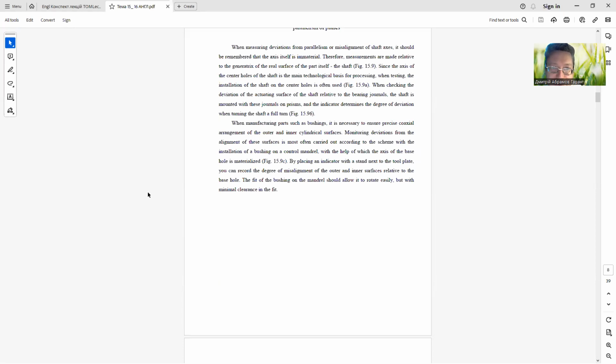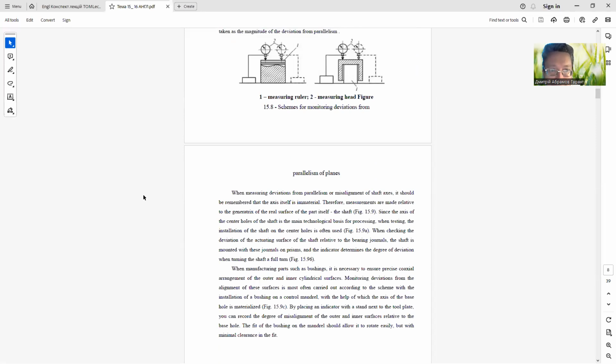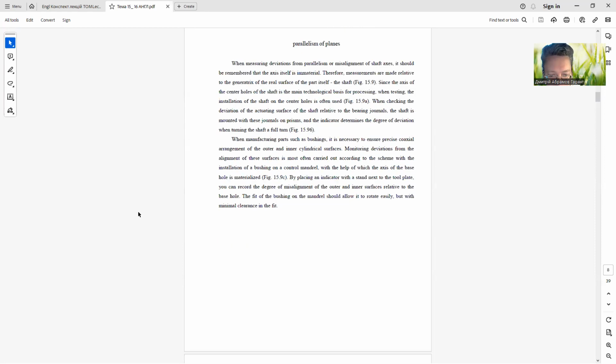When measuring deviations from parallelism or misalignment of the shaft axis, it should be remembered that the axis itself is immaterial. Therefore, measurements are made relative to the generatrix of the real surface of the part itself, the shaft, figure 15.9.